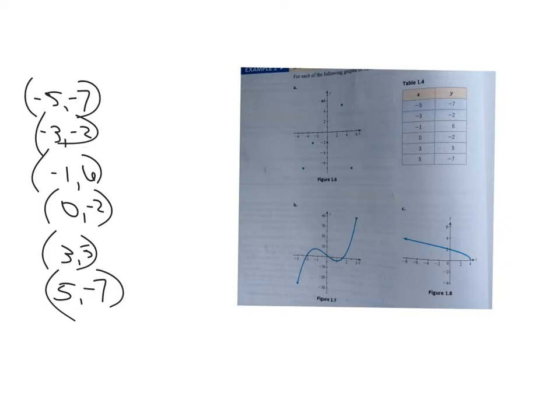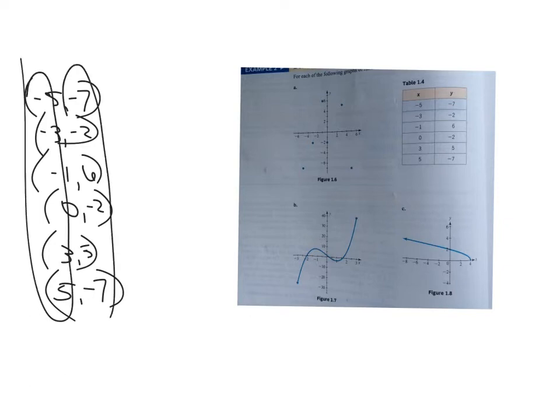Okay, so the domain would be the x values. The range would be the y values. You're done. That is it. The only thing I would say is notice that on our y values here we have a -7, here we have a -7. You don't have to write those -7s down. If it repeats itself, just write it one time and you're fine.